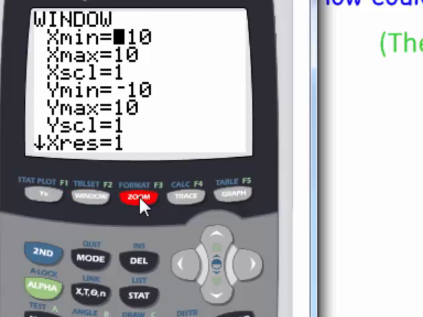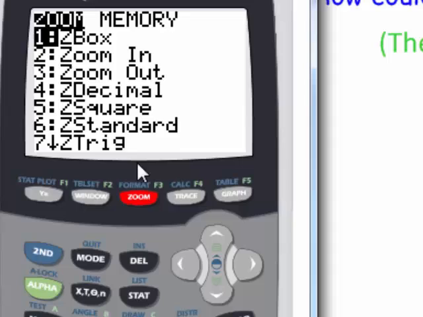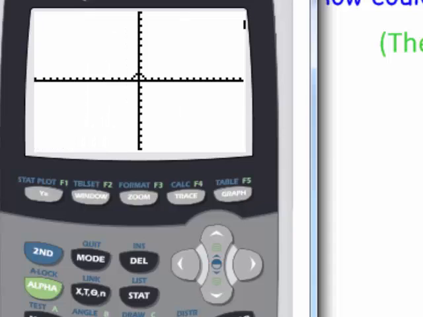Well, what do you think we should choose out of our zooms? What about zoom square? Ooh, crazy. So this will give your window a square look to it. So if I go zoom square, there's my circle. And I might want to zoom in on it.